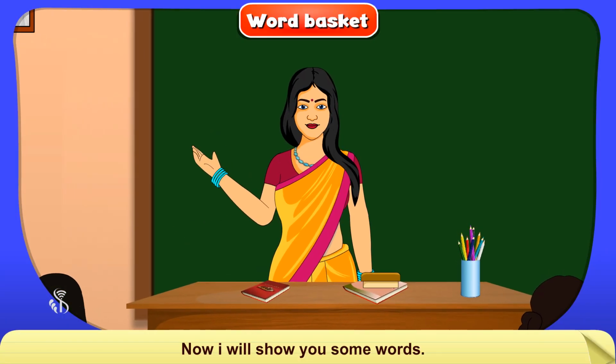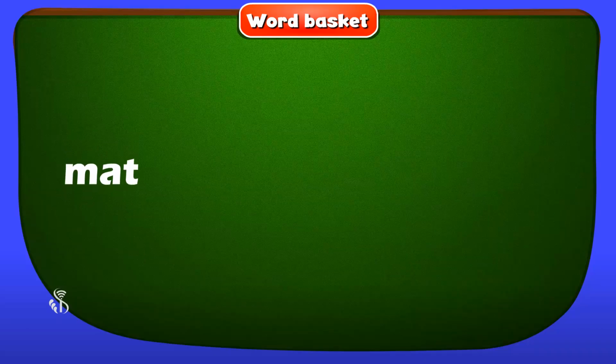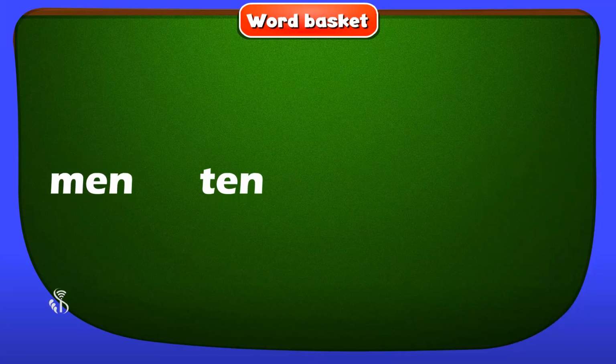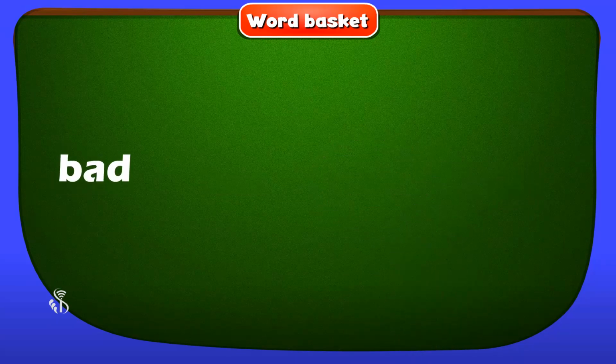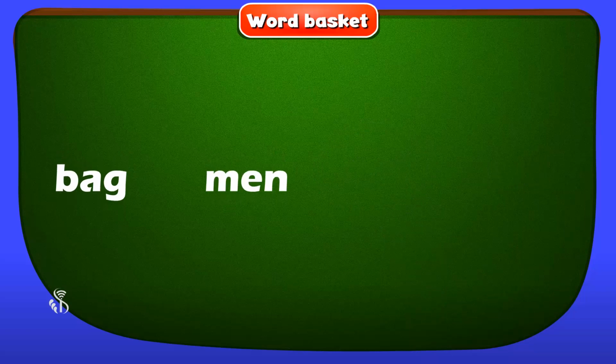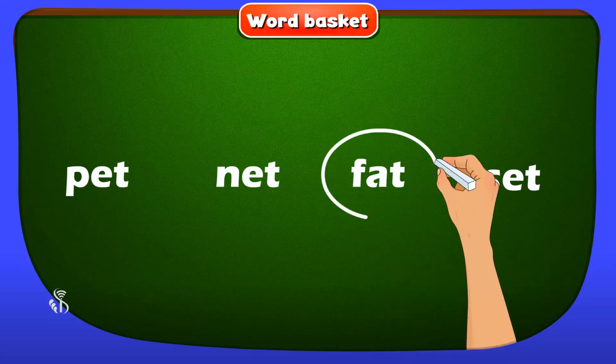Now I will show you some words. You have to find the odd one out and encircle it. Mat, sat, pat, pet. Men, ten, can, den. Bad, pad, red, had. Bag, men, ten, den. Pet, net, fat, set.